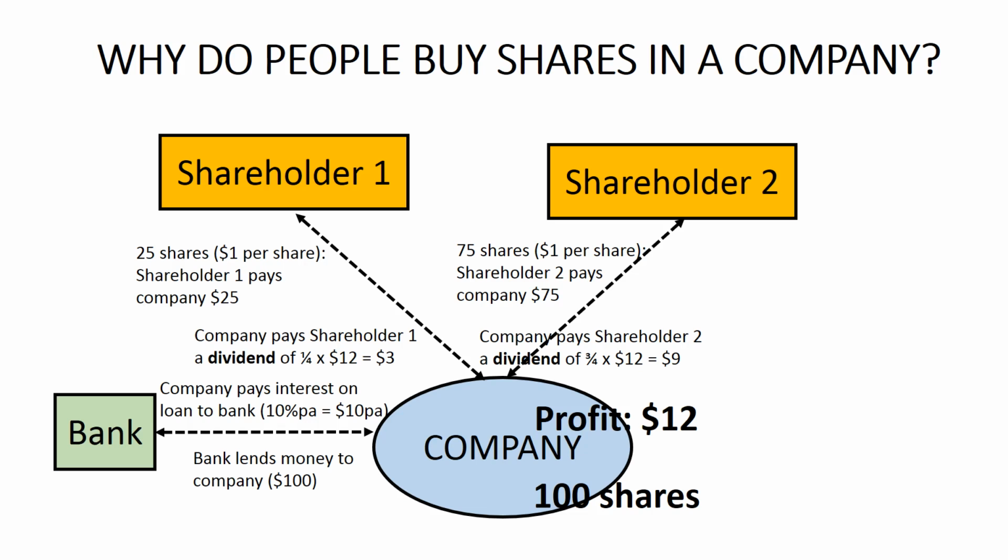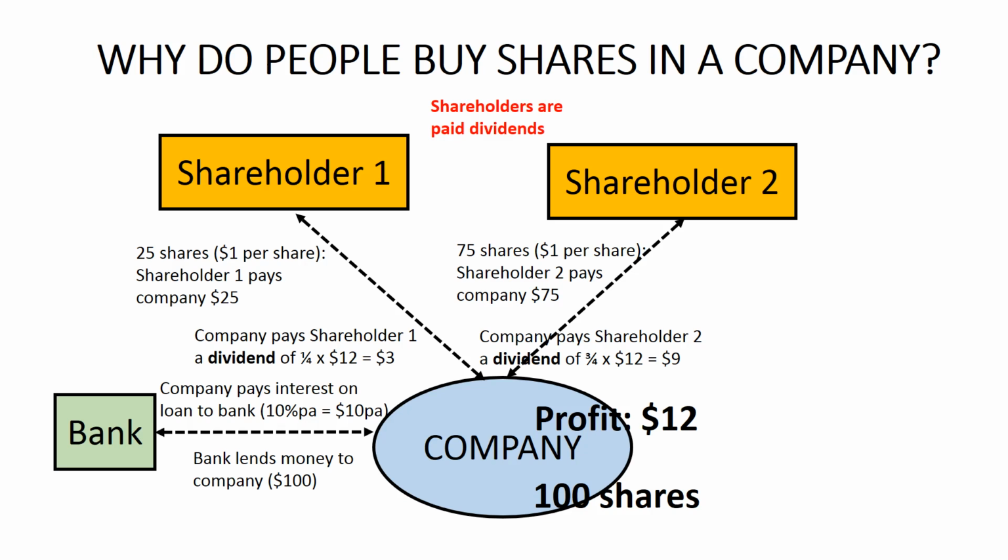So, one reason why a person will buy shares in a company is to be paid dividends. Just like the interest that a bank earns is payment for the bank lending money to the company, so a dividend is the return that a shareholder earns for giving money to the company by buying shares in the company. Shareholder 1 has given the company $25 for 25 shares, and the dividends that are paid to shareholder 1 are the return that shareholder 1 gets for paying this money to the company.